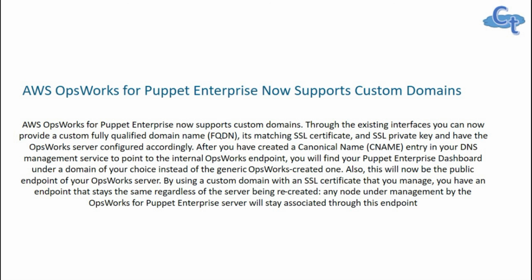By using a custom domain with an SSL certificate that you manage, you have an endpoint that stays the same regardless of the server being recreated. Any node under management by the OpsWorks for Puppet Enterprise server will stay associated through this endpoint. For your information, AWS OpsWorks is an application configuration management service that helps you automate operational tasks like code deployment, software configuration, package installations, database setups, and server scaling by using Chef scripts.